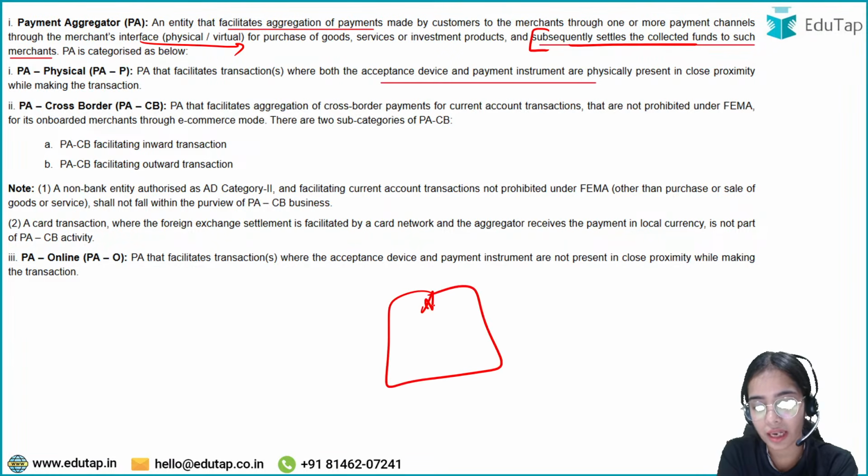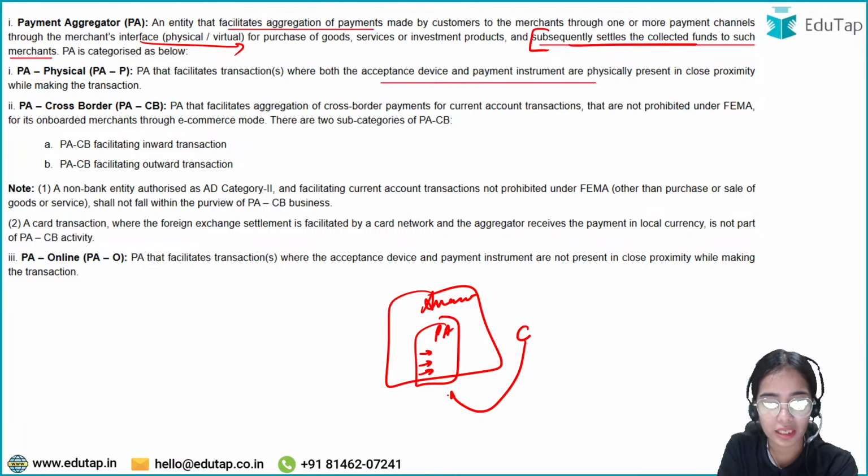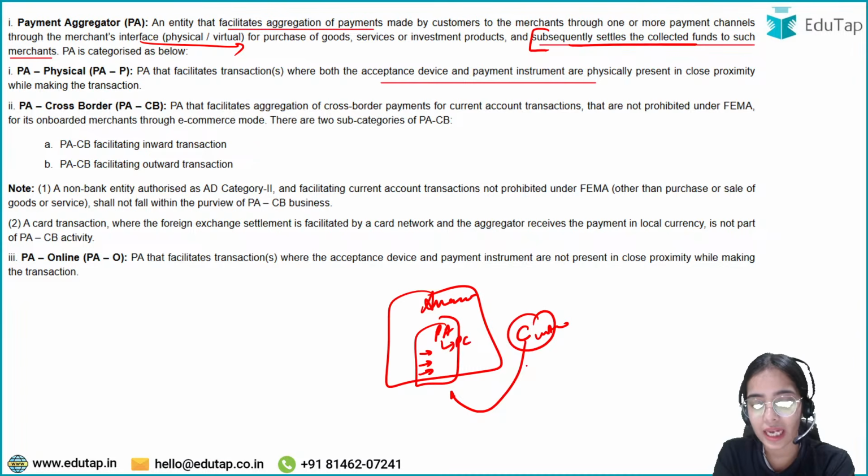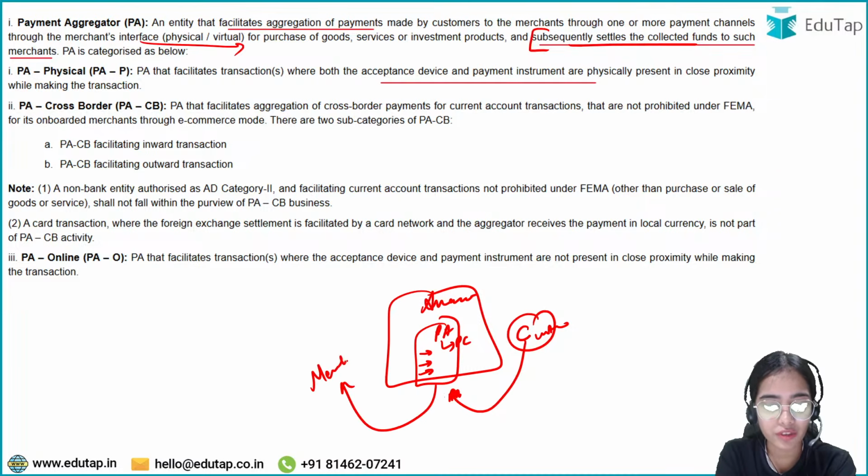So let's say there is Amazon, which provides the interface, and the payment aggregator provides for the customer to pay through different payment channels, through UPI, through wallet, through card. Okay, so the customer is provided with the different payment channels under the payment aggregator, and the customer pays. And the payment aggregator collects the funds to further transfer the funds to the merchants.